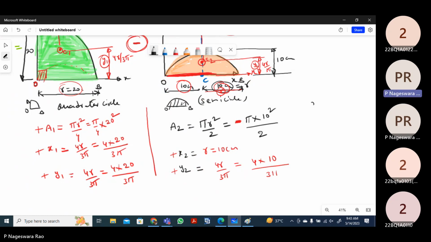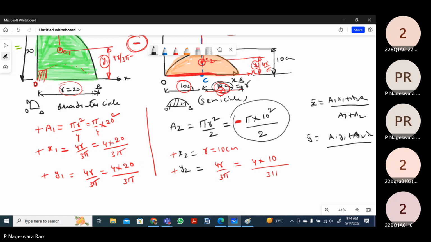Everything will be the same. We calculate x bar by using the formula (A1 x1 plus A2 x2) by (A1 plus A2), where for A2 we have to substitute a negative sign. And similarly, y bar is equal to (A1 y1 plus A2 y2) by (A1 plus A2). Area 2 will have the negative sign, everything else will be positive. So like this, we have to calculate the centroid of the shaded area.